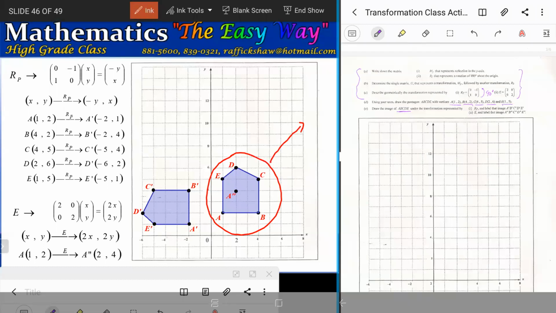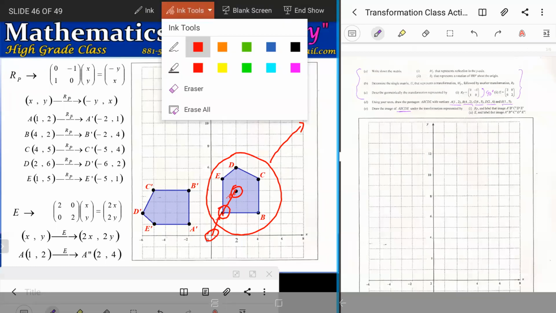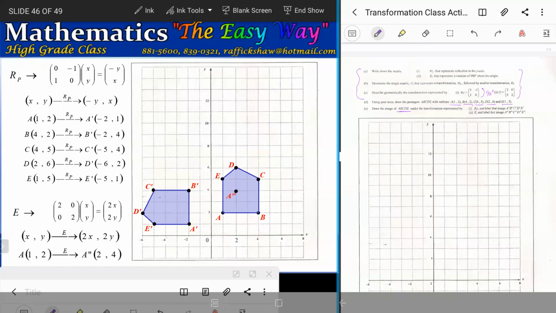So in addition to being doubled, the distance away from the origin is doubled. Look here. This distance is doubled to here. That distance is doubled from the origin because the origin is the center. So all the points will be doubled out as well. The distance from the center is also doubled. That's what a scale factor of 2 does. Double the size and also double the distance from the origin.